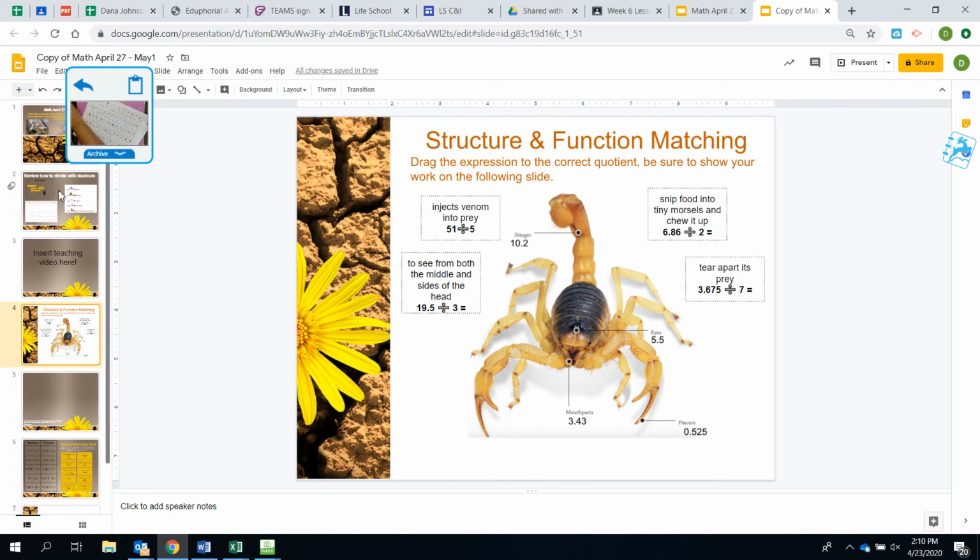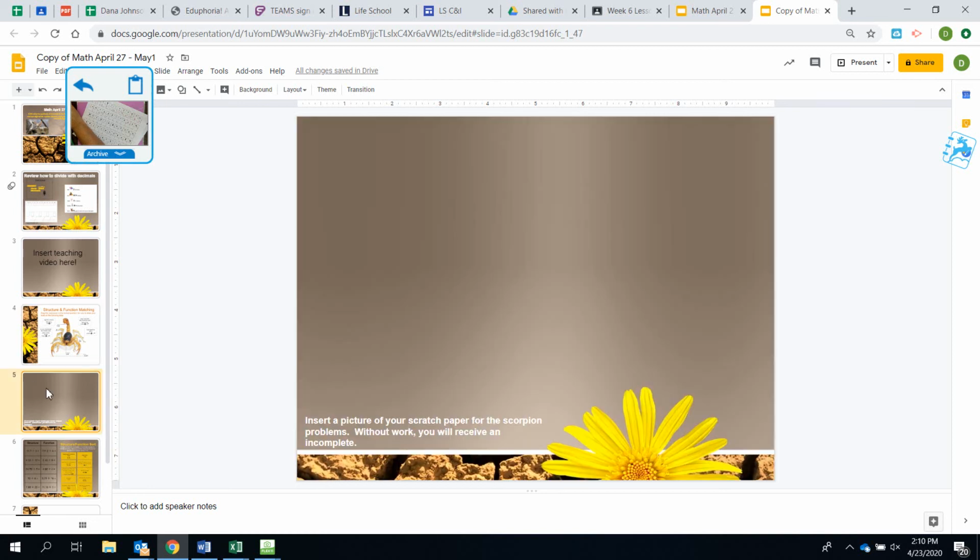Okay, let's look at the next slide. It's blank. Remember, you know how to do this. Insert a picture of your scratch paper for the scorpion problems. I want you to notice this sentence. Without work, you will receive an incomplete. If you do not show us a picture of your work here, or if you want to take the mouse and do the math here, you want to draw it here, that's fine.